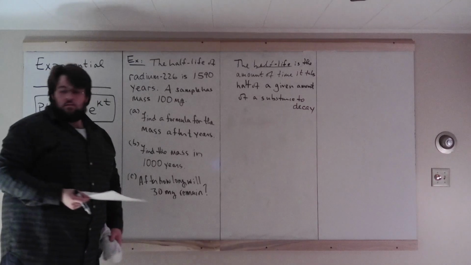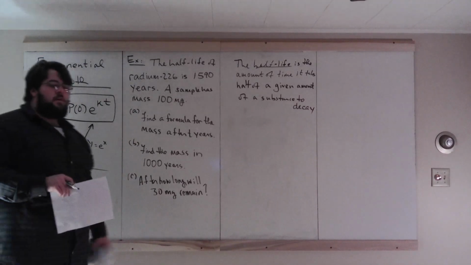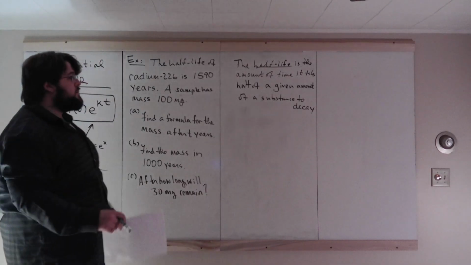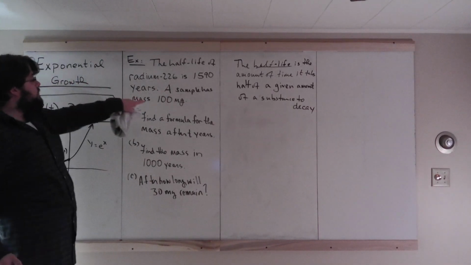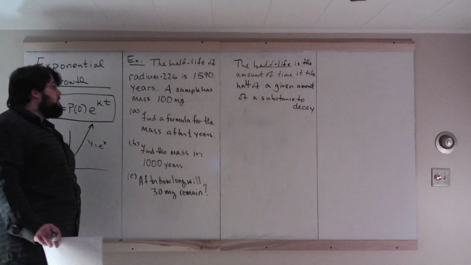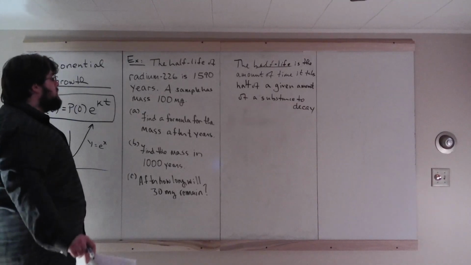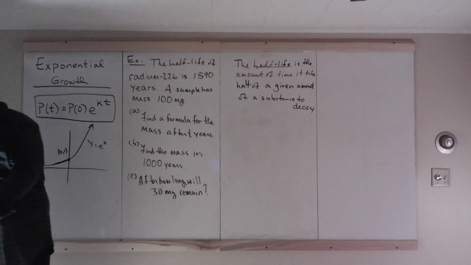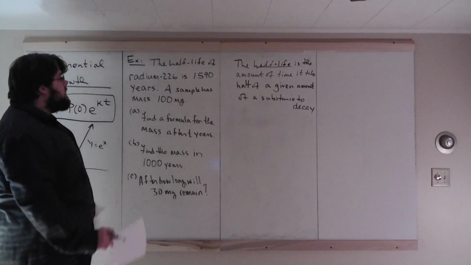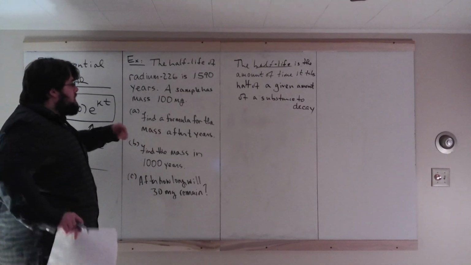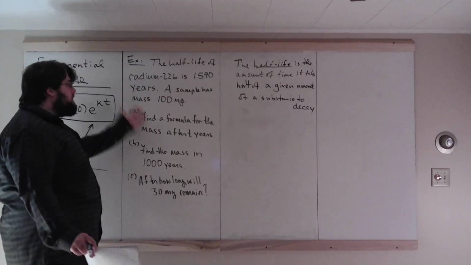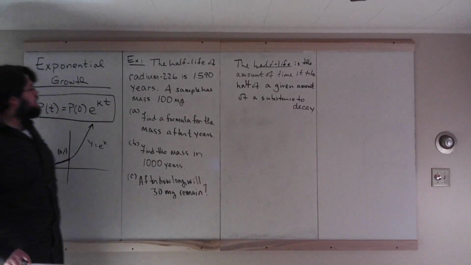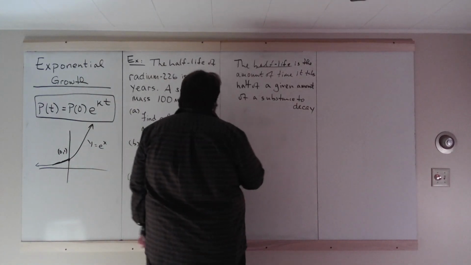So if you have 1,000 tons of something, the half-life is the amount of time it would take before 500 tons remain. If you start with 100 milligrams of something, the half-life is the amount of time it takes until you're left with 50 milligrams. And in this case, we're given that the half-life is 1,590 years. So this tells us if we have 100 milligrams, in 1,590 years, we'll have 50 milligrams. So that actually tells you information about two different times. So we can use that to find k.